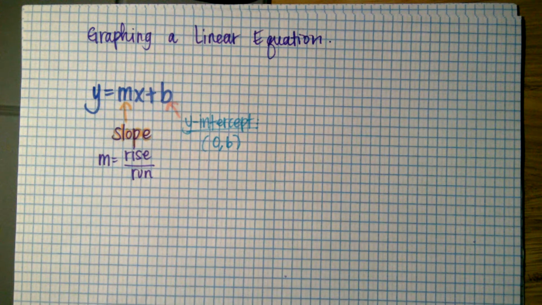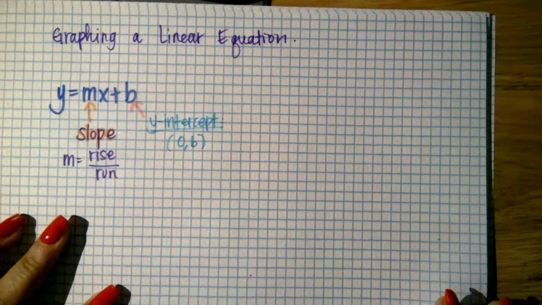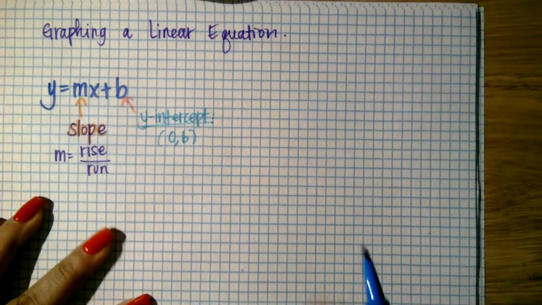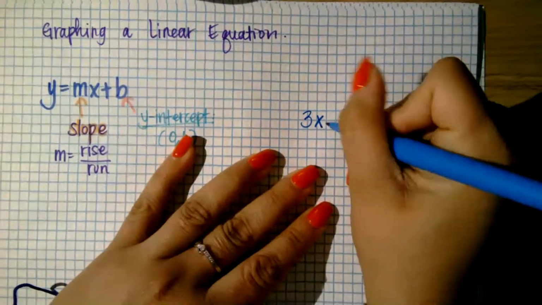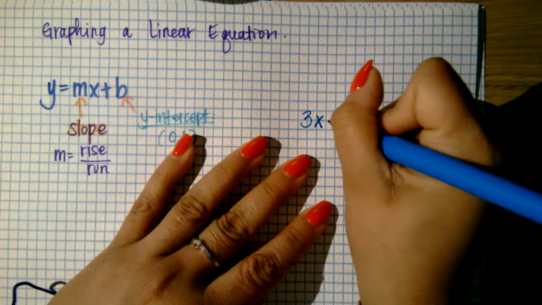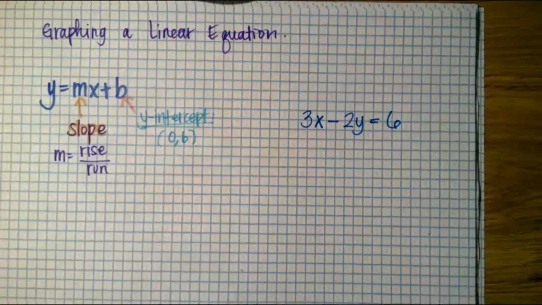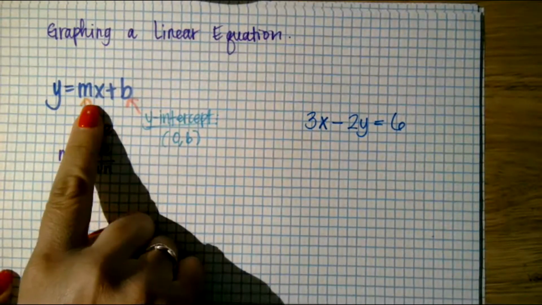Okay, so we're going to start off with an example. And so my equation is going to be something that hasn't really been in mx plus b form, so it gives us practice also to manipulate. So let's say we have 3x minus 2y equals 6. Does this equation here look like this one already?